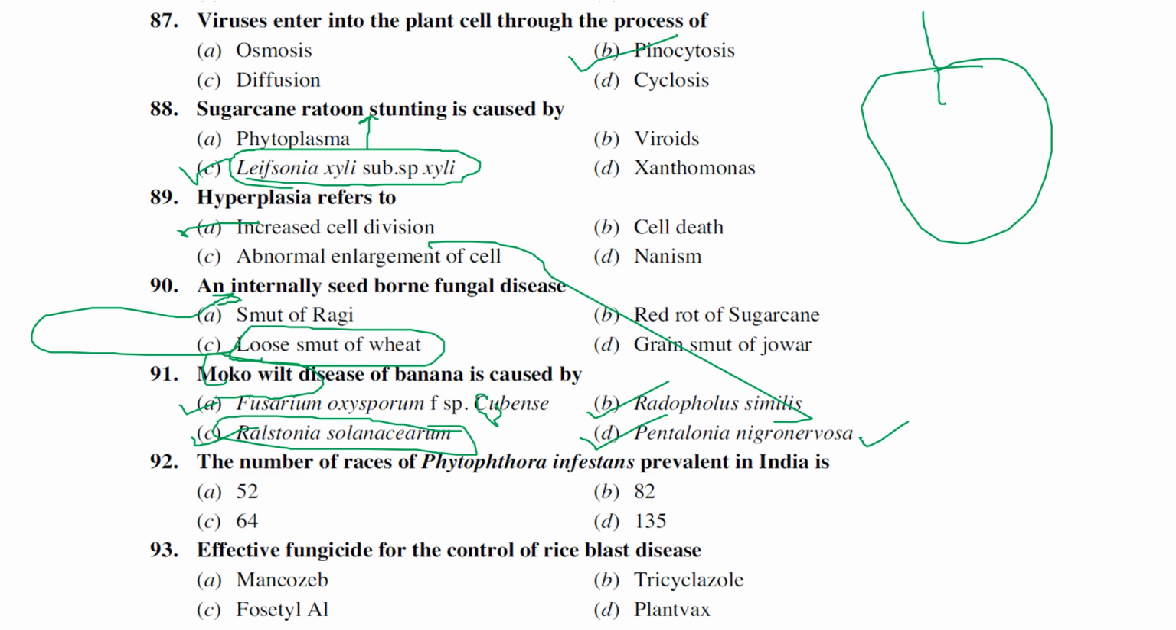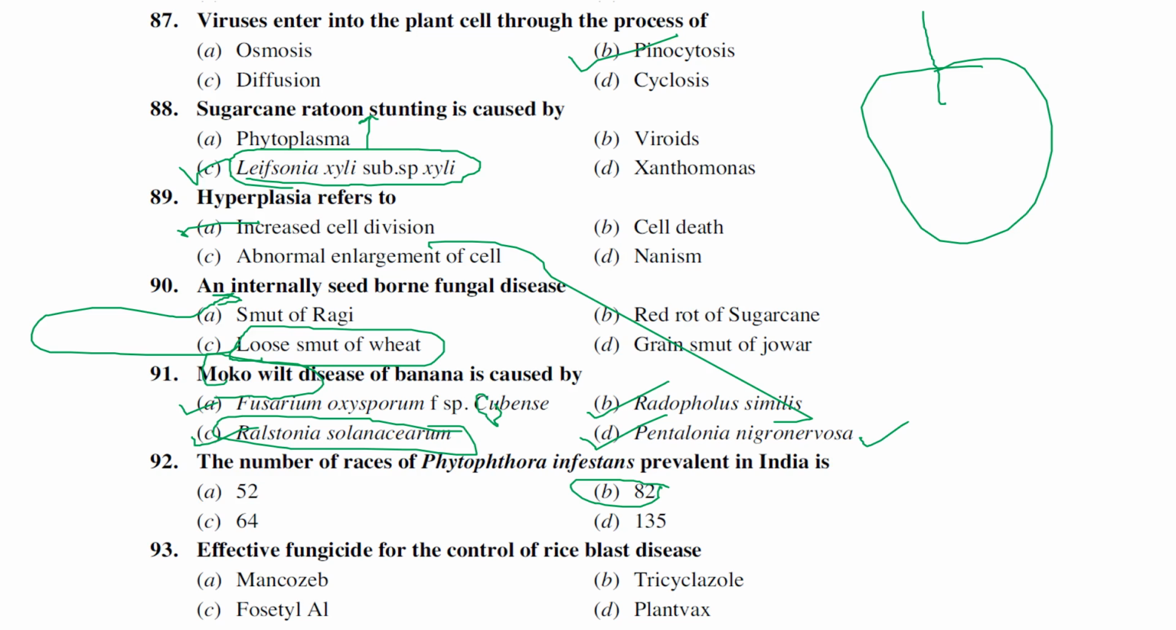The next one, the number of races of Phytophthora which are prevalent in India: 82. I am studying the same question from the past 10 years. I don't know whether the number was raised or not, but as of now, it is 82. Maybe updated information might also be there, but it was there in previous model questions.